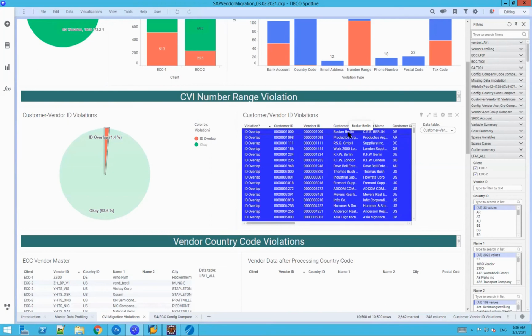Some companies may decide not to go that route and not to have a customer and vendor record created as one business partner. Again, the whole ID assignment process has to take place to determine what number ranges you get assigned in your S4 system. So we need to start looking at these types of things, right?